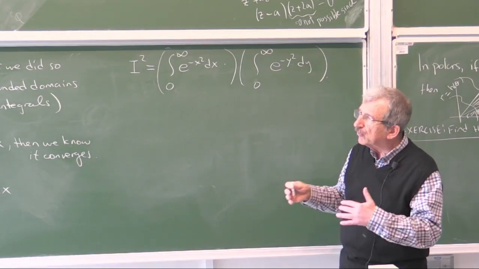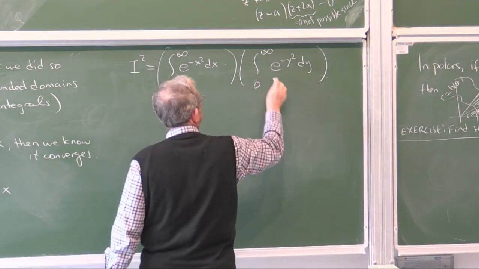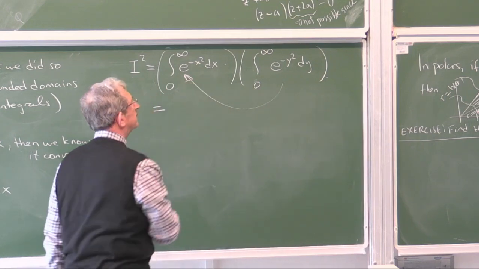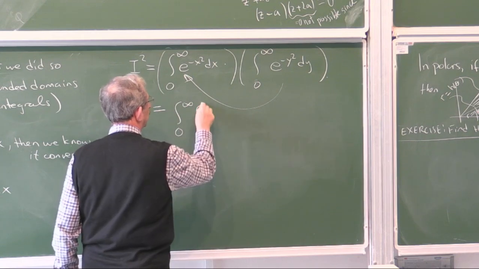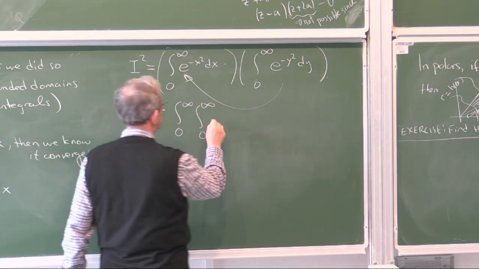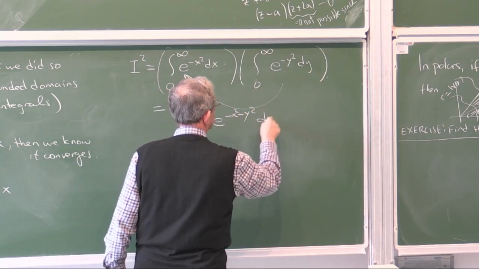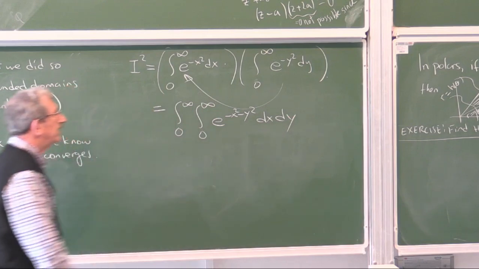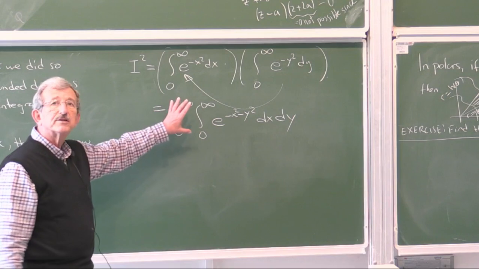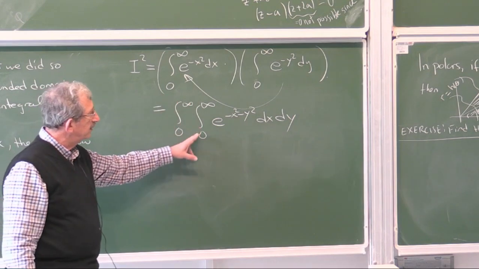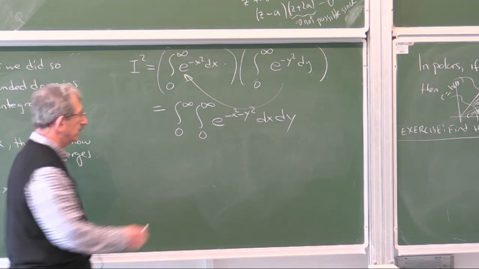But we can put them together as follows. This is a constant, so I can put it inside this integral. It becomes 0 to infinity, 0 to infinity, an iterated integral, e to the minus x squared minus y squared dx dy. It's an iterated Cartesian integral, but the domain is clearly not a bounded one. Actually, the domain is the first quadrant.